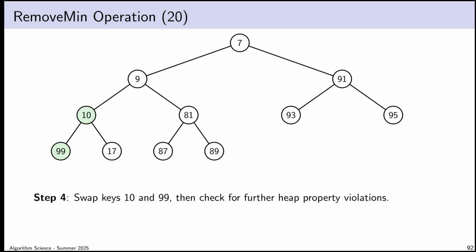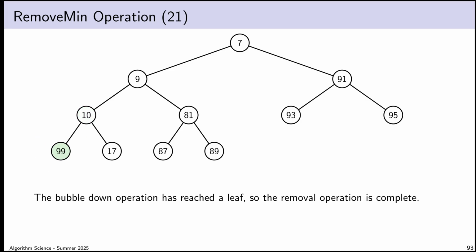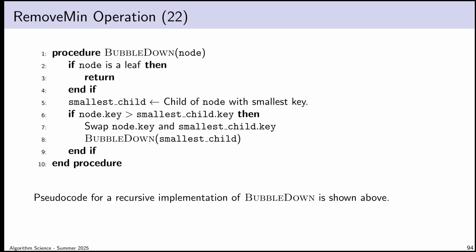And of course, once I hit a leaf, I have to be done. There's no way I could go further down than that. And at this point, the heap property always holds. As we know, if the node has no children, the heap property vacuously applies. So in this case, the removal is complete.